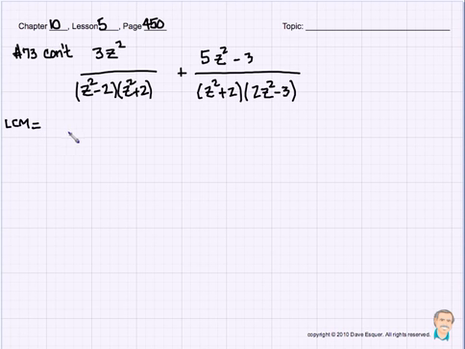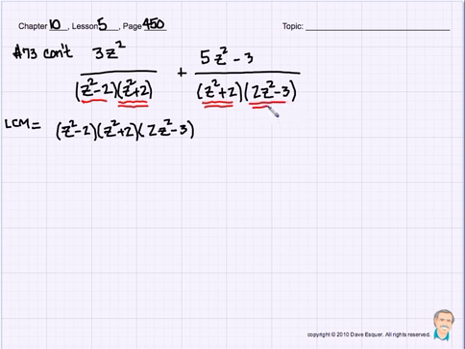And our LCM turns out to be z squared minus 2, z squared plus 2, and 2z squared minus 3. Remember, we're using all 3 terms. We're using this term that's in common, this term that's in common, it shows up there, and then we're going to use this term as well. So we ended up with all 3 terms as our least common multiple. So our least common multiple has to be all 3 of those terms.